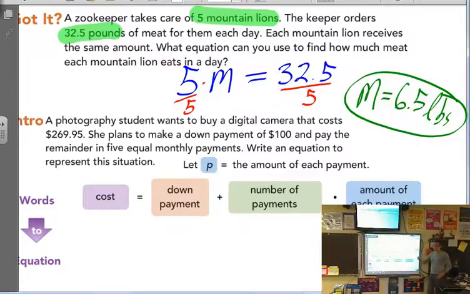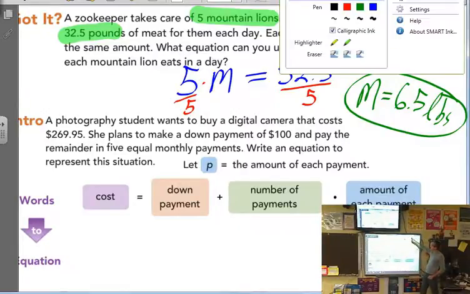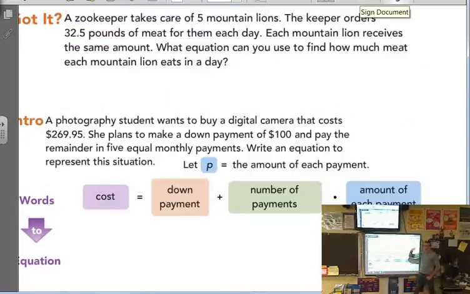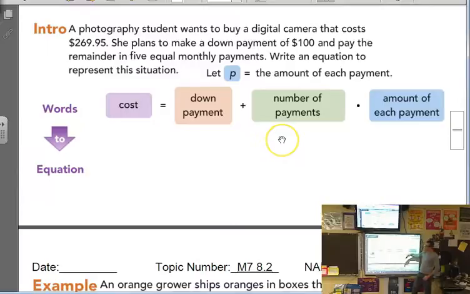Always ask yourself what's going on with the variable and how can I undo that? As we get into problems with a little bit more going on, we want to think through the process that we are doing the order of operations backwards. So how we solve these really is undoing addition and subtraction first, then undoing multiplication and division. We kind of work our way up that ladder.